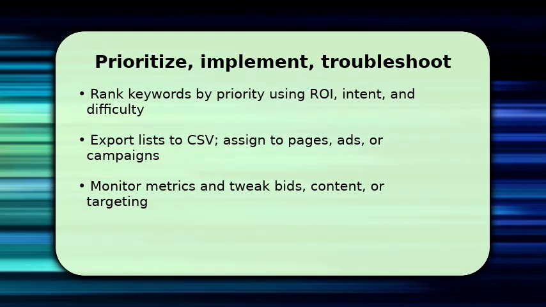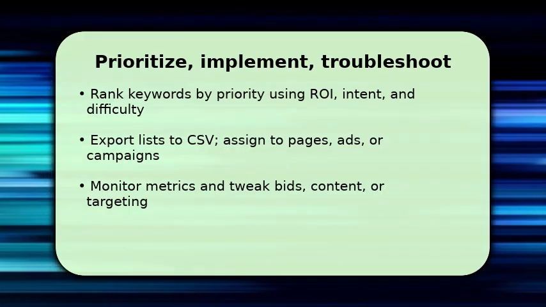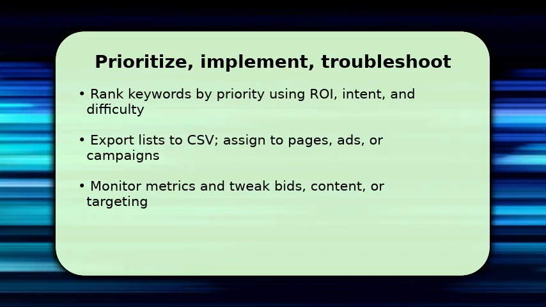Export the chosen keywords to CSV and assign them to specific pages, ad groups, or content briefs so execution is straightforward. Then launch tests and monitor CTR, conversions, and position shifts over 2-4 weeks. If results underperform, check match types and negative keywords first. Mismatches there cause most errors.